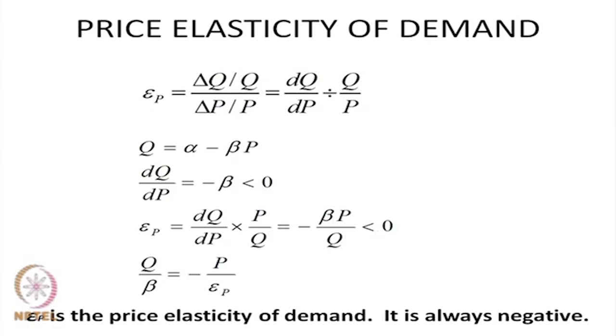This means that the price elasticity of demand epsilon p is always negative. And from here we can also have an intermediate result which we shall use later, which is that Q divided by beta, we take this to the left hand side, Q divided by beta is equal to minus P divided by epsilon p. So, this comes to the denominator, this goes this side to the numerator, beta comes here. This is an intermediate result that we shall use in our next slide.